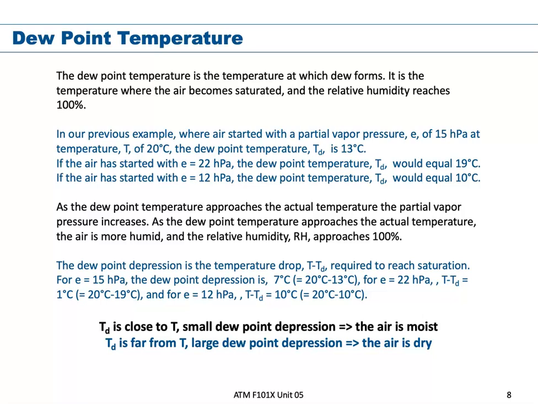So we see that the dew point temperature decreases as the humidity decreases. Another way to think of this is that as the humidity gets lower, we have to get to lower temperatures to squeeze or freeze the water out of the air. The difference between the temperature and the dew point temperature is the dew point depression. If the dew point depression is small, the air is moist. If the dew point depression is large, the air is dry.